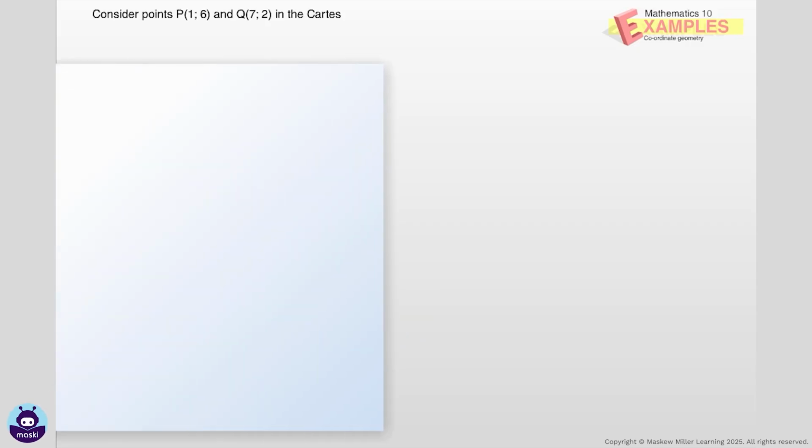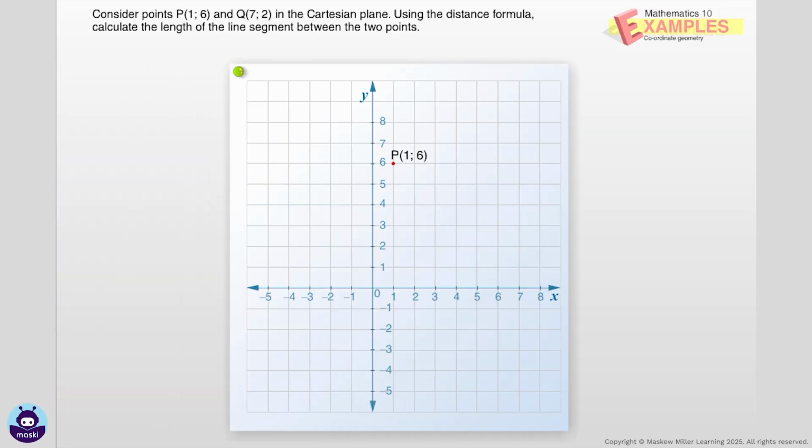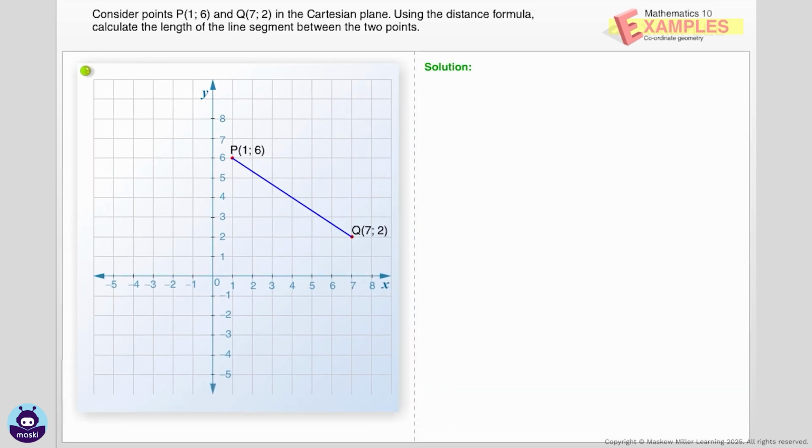Example 1. Consider points P(1, 6) and Q(7, 2) in the Cartesian plane. Using the distance formula, calculate the length of the line segment between the 2 points. Solution.